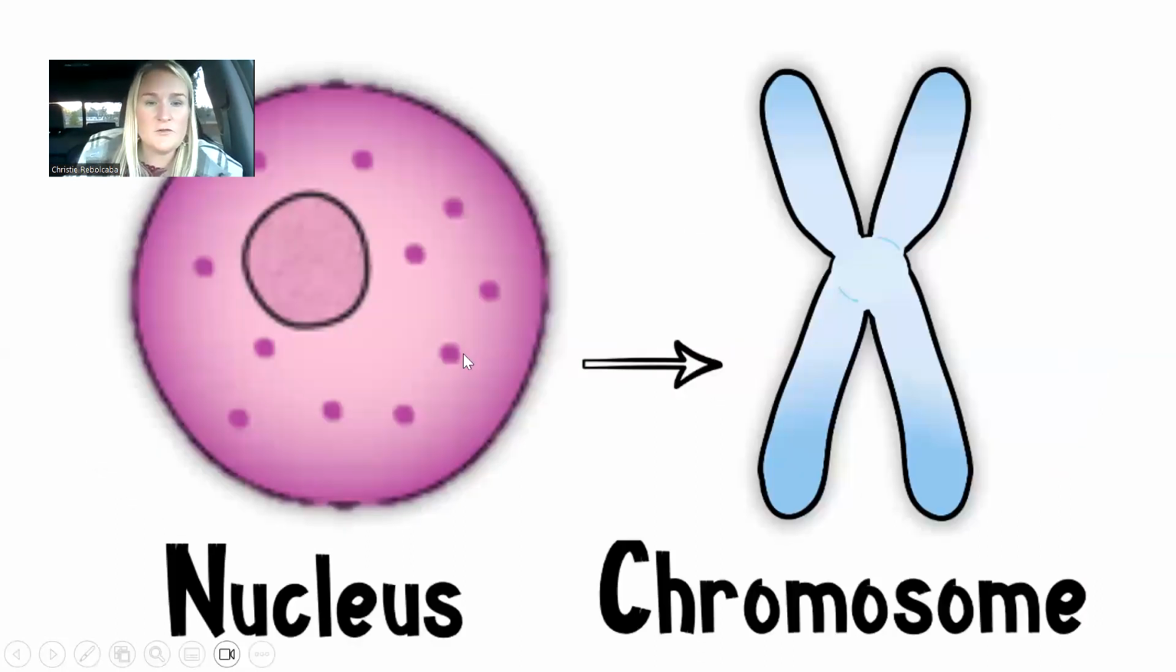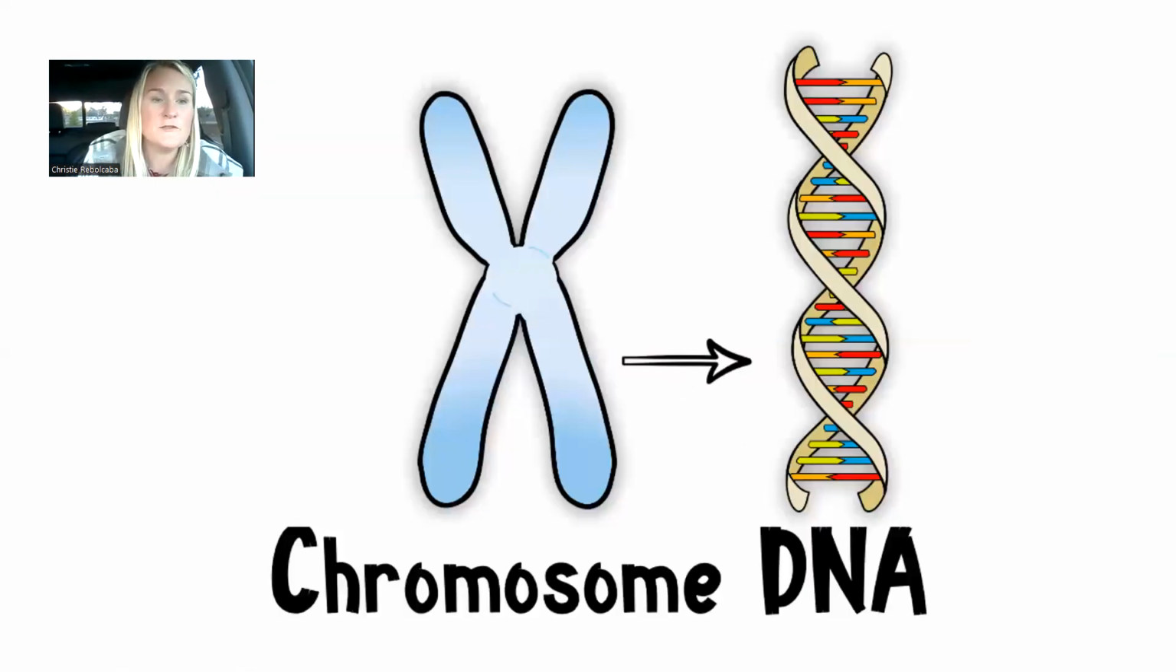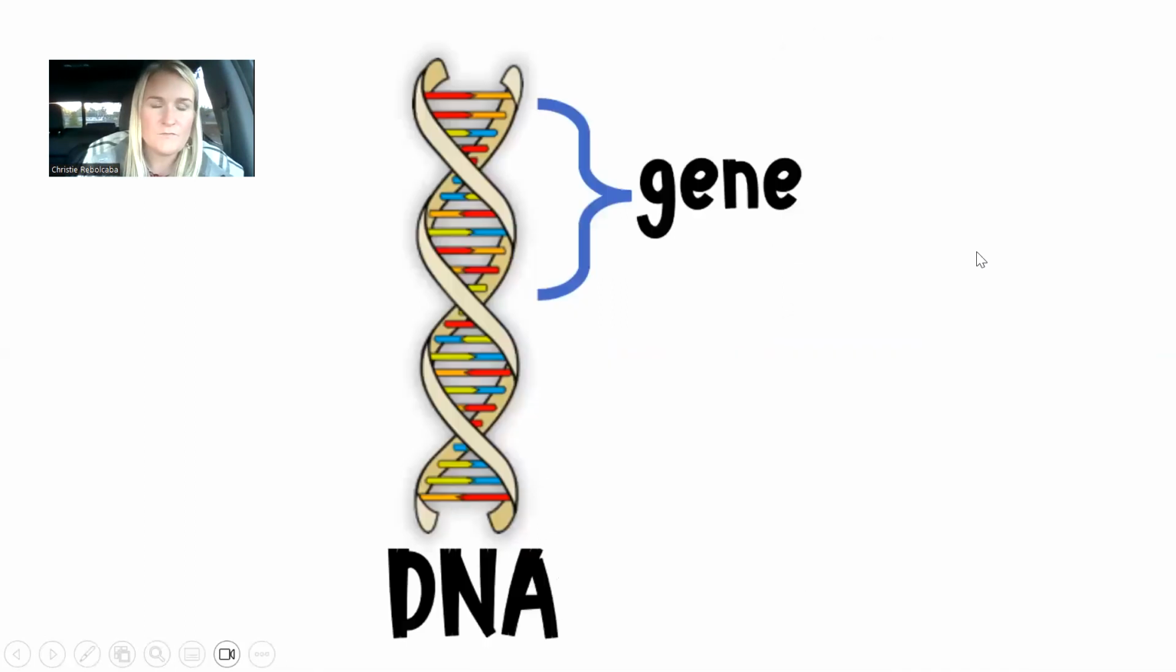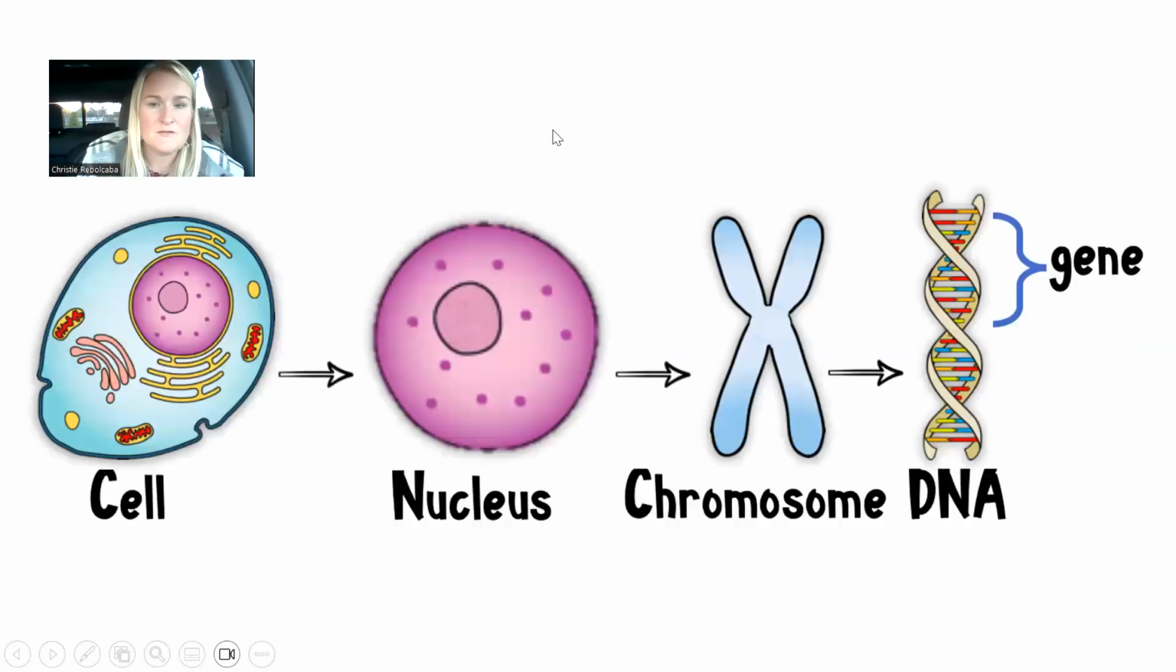So here we have our nucleus and then our chromosome, which you learned about in mitosis and meiosis. And then your chromosome is made up of chromatin and DNA. And then a gene is coded using part of this DNA. So here's a little summary.